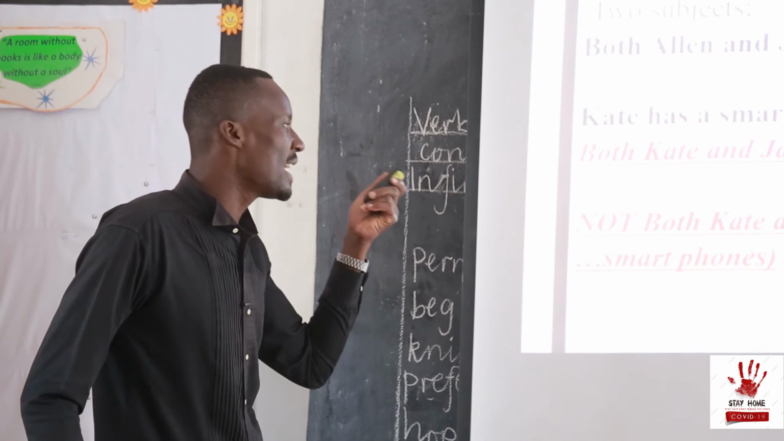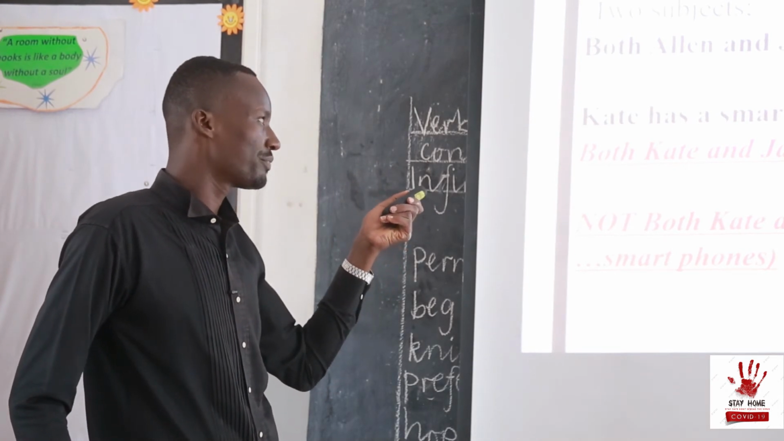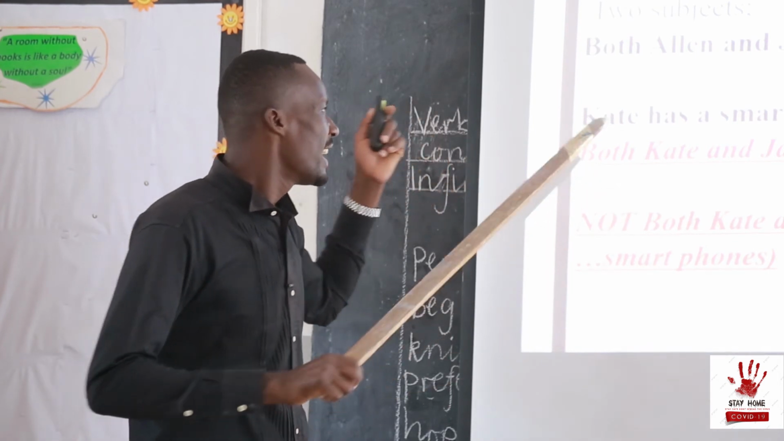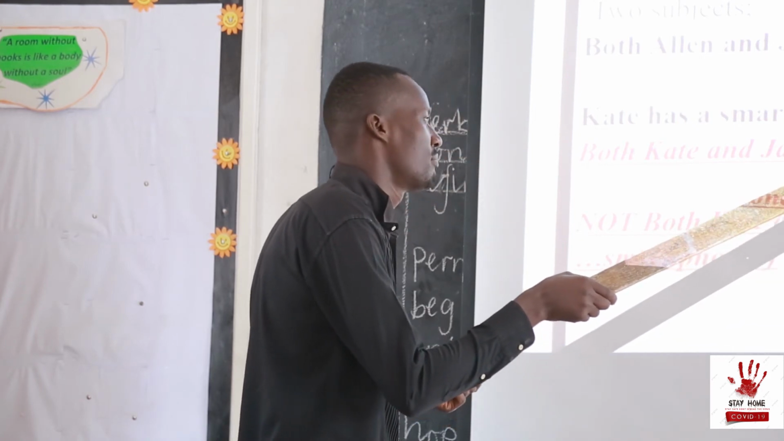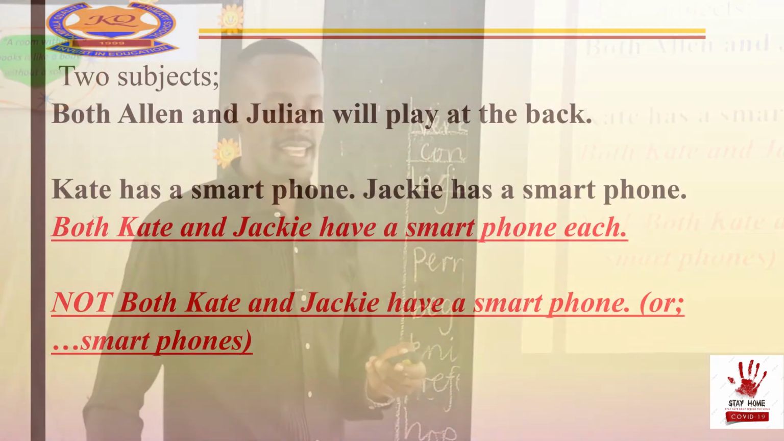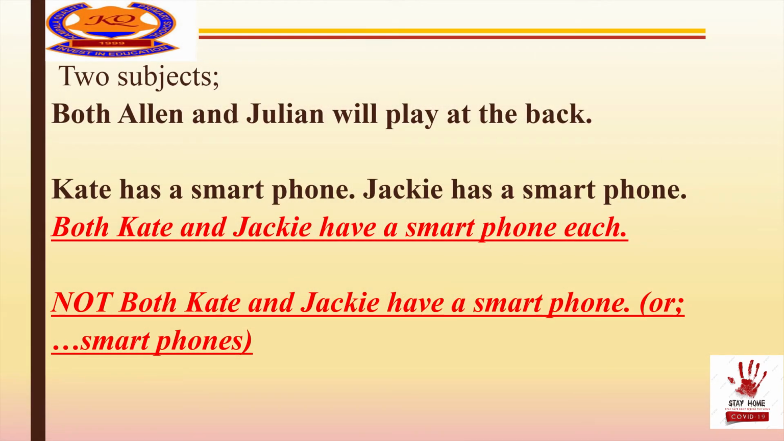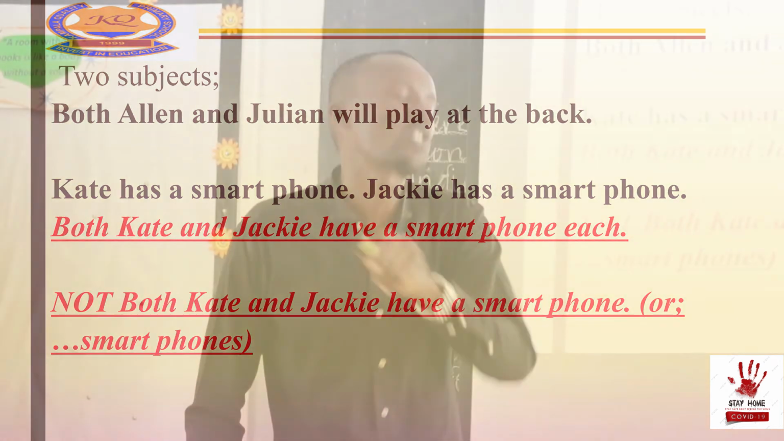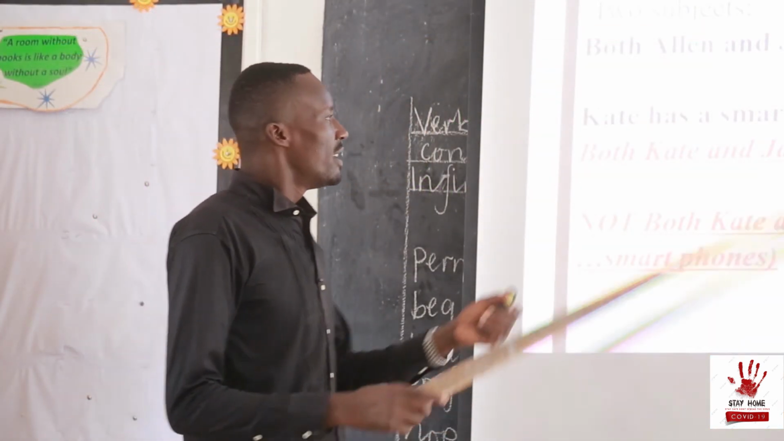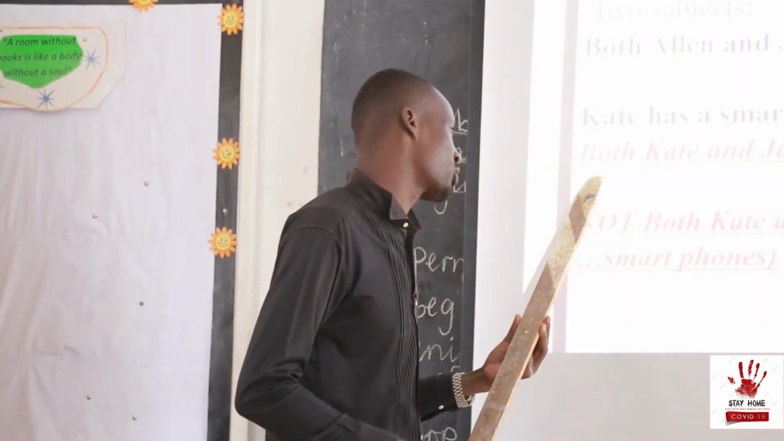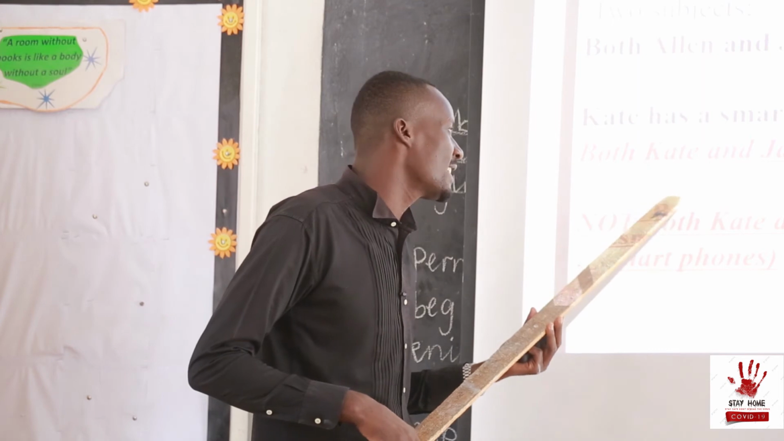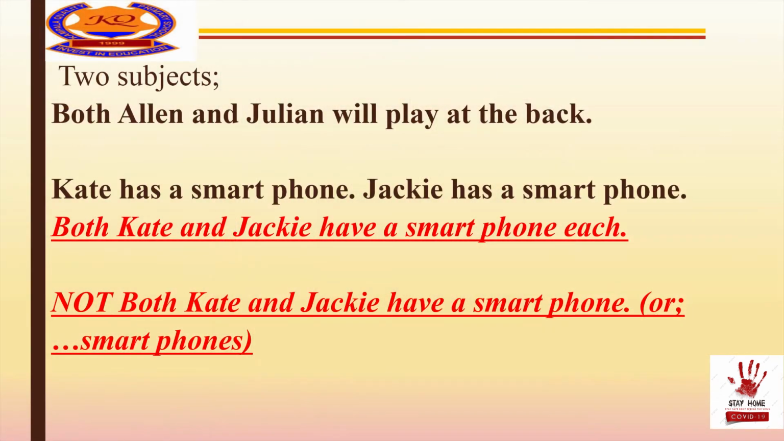But I want us to understand this last point I'm talking about. If you meet sentences like Kate has a smartphone, Jackie has a smartphone, you cannot say that both Kate and Jackie have smartphones. That sentence will be wrong. Kate has one smartphone, and Jackie also has another. So if we are using both to join these sentences, we say both Kate and Jackie have a smartphone each, meaning Jackie has one, Kate has one.